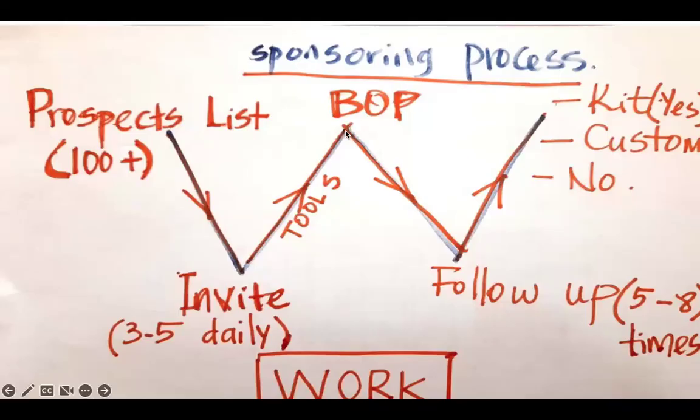Then the next stage of the sponsoring process is a business opportunity presentation, where you invite the prospects to look at the business and somebody experienced explain the business in a bit more detail, either by Zoom or one-on-one or a group meeting or a large meeting at a hotel or a venue. That is a business opportunity presentation.